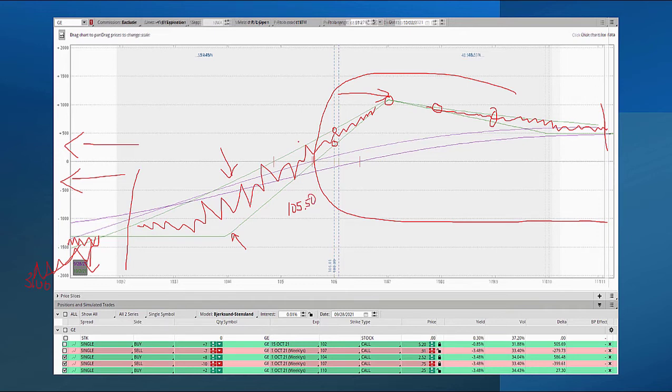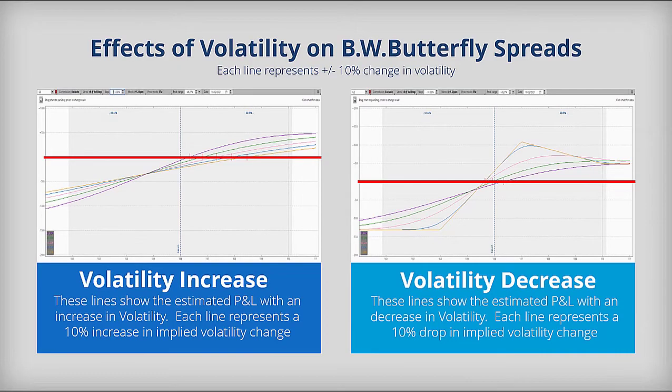Where they get different is, from 105 down to 102, the diagonal call spread is going to be superior. It's going to have less of a loss. Below 102, the butterfly is clearly superior with the max risk. So really the difference between these two trades is volatility.